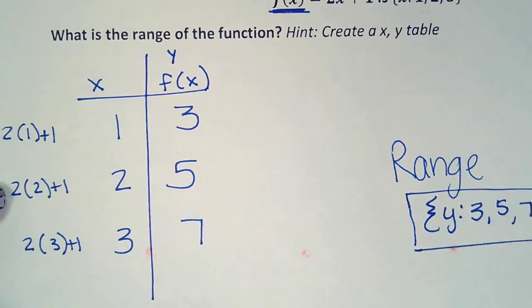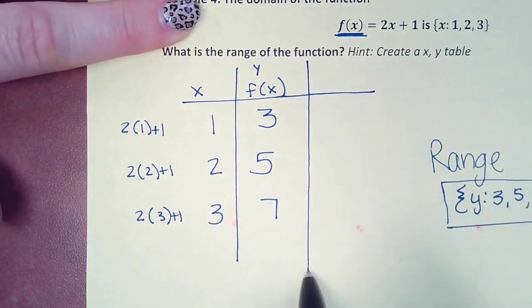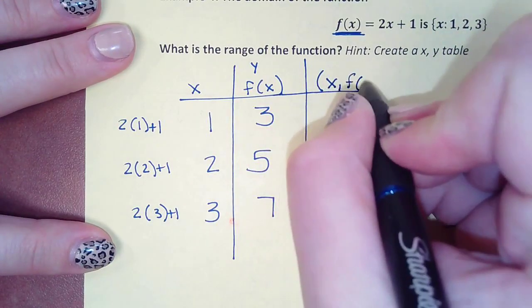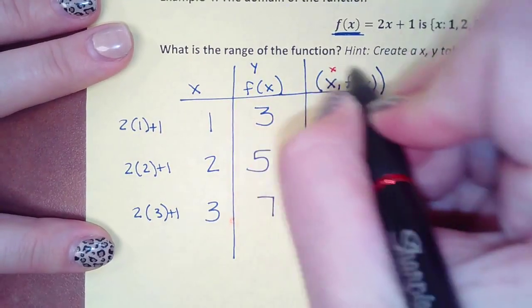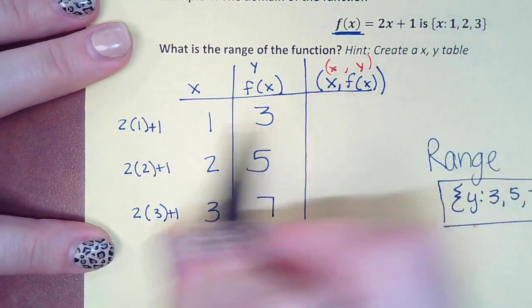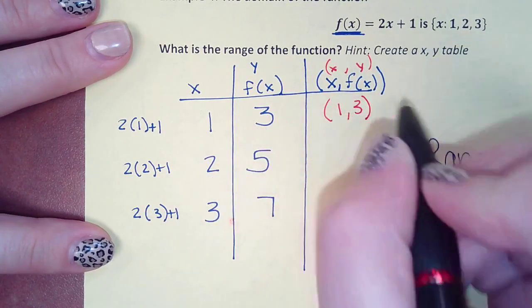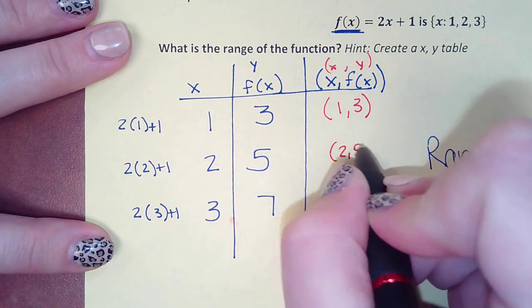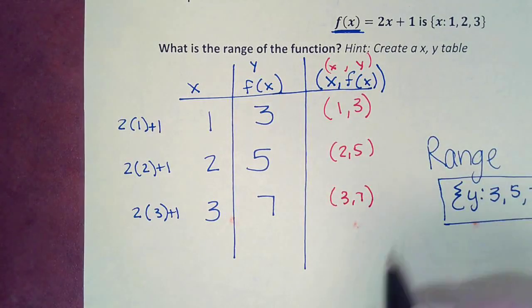Sometimes in our tables we're asked to fill out an additional column. So I'm just going to give you a little preview of that. Sometimes our table then has a third column that says x comma f of x. Now what does that mean? Well, this is our x, y ordered pair. And we just created that, 1, 3. We input 1, our output was 3. So that's the ordered pair, 1, 3. Same thing here, 2, 5. Same thing here, 3, 7. These are just our ordered pairs for our function.